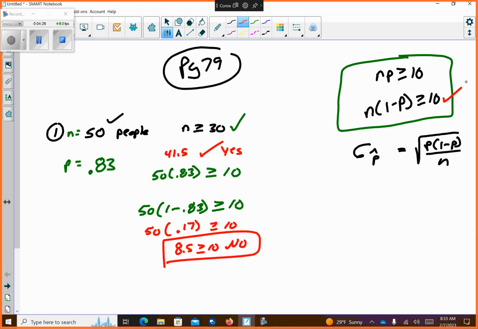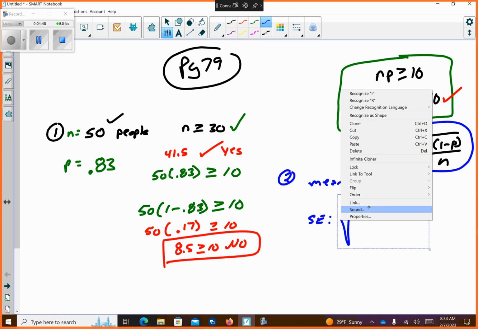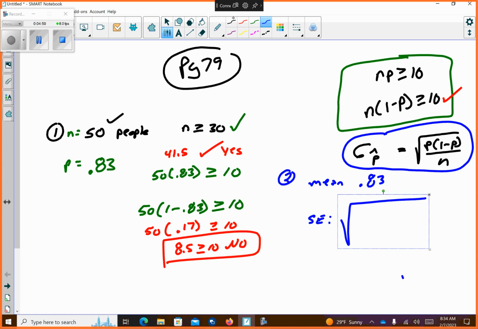Okay, so then problem number 2 says we want to find the mean. And the mean we already know. The mean is 0.83. But then we want to find the standard error. That's going to be this equation here. I don't think I made that clear enough yesterday, and I apologize. I failed you.